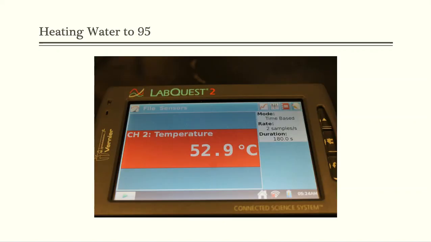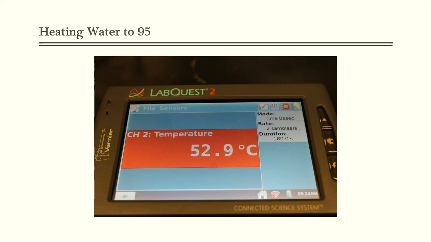In the LabQuest 2 device, that thermometer is currently reading 52.9 degrees Celsius right now. The lab tells me to heat this up to 95, so I just basically let this beaker sit on the hot plate. I allowed it to heat. I allowed it to get hotter and hotter and hotter, and in the meantime, I'm not just going to sit there on my hands and stare at it, okay? I don't need to be wasting time.